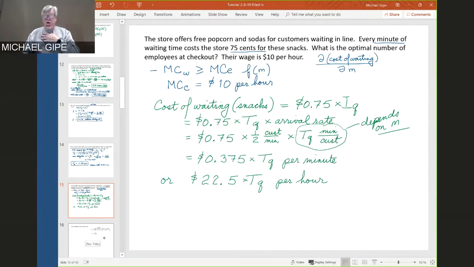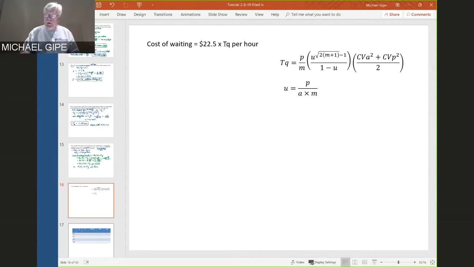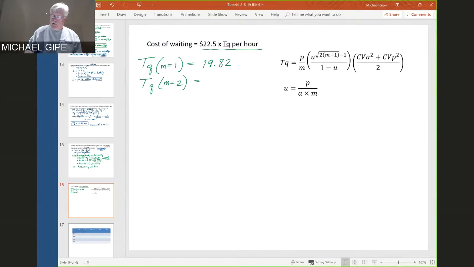And so what's the cost of waiting per hour? We're going to take that 22.5 and multiply it by the queue time for different numbers of employees at the checkout counter. So we'll calculate queue time for one employee, and we already figured that out, 19.82. And we'll have to calculate the queue time for two employees, etc., up to as many as we need.